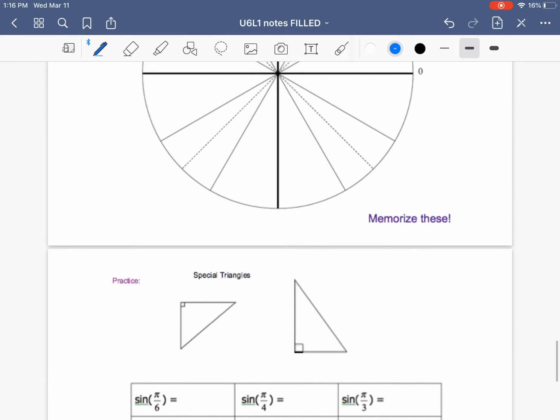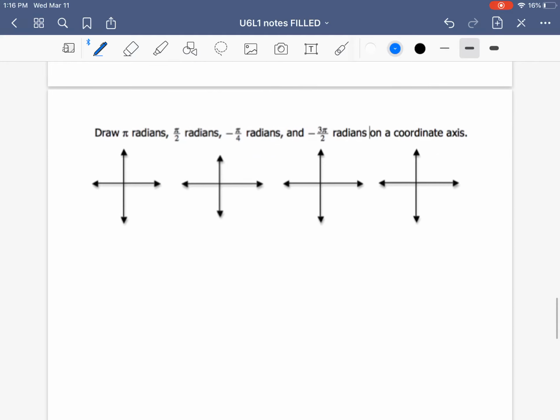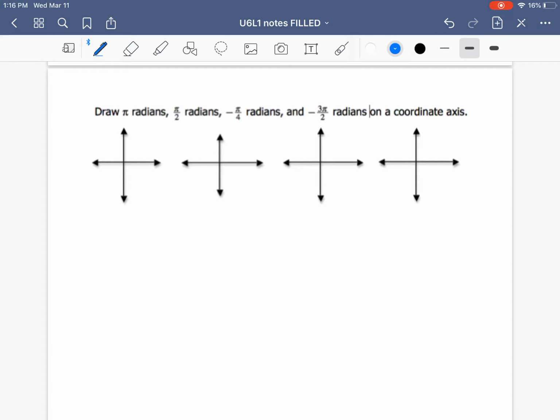What are we at? Getting close to the end, guys. Okay, so this is just draw pi radians, pi over 2, negative pi over 4, and negative 3 pi over 2 on a coordinate axis. Okay, and the key to remember here is that 2 pi radians is equal to 360 degrees, or pi radians is 180 degrees. You can keep going from there.